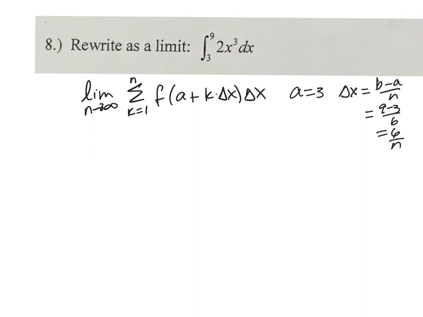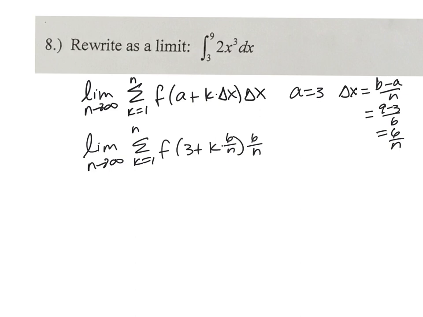Okay, so now let's go ahead and write our limit and plug stuff in. So we'd have the limit as n approaches infinity of the sum as k goes from 1 to n. Now we've identified that a, remember, was 3, and delta x is 6 over n. So let's plug that in. Then we'd have f of 3 plus k times 6 over n, and then times 6 over n.